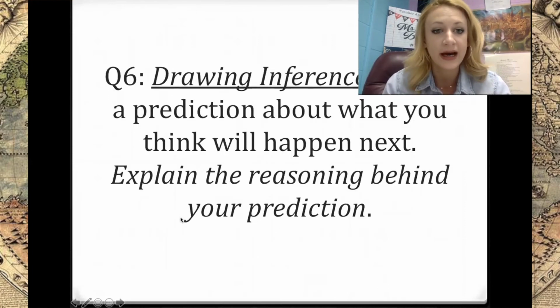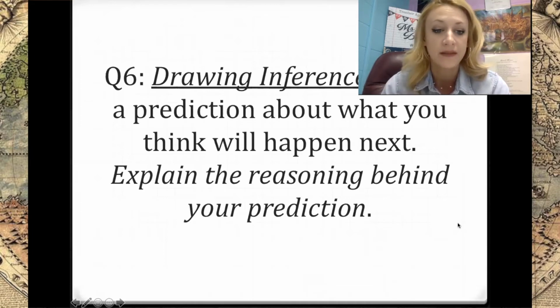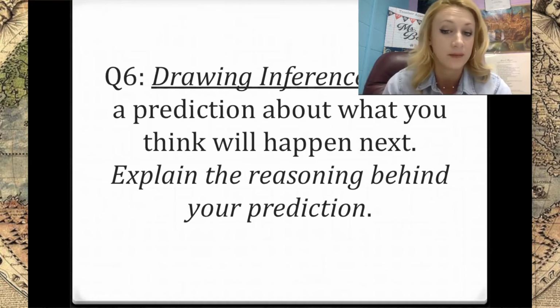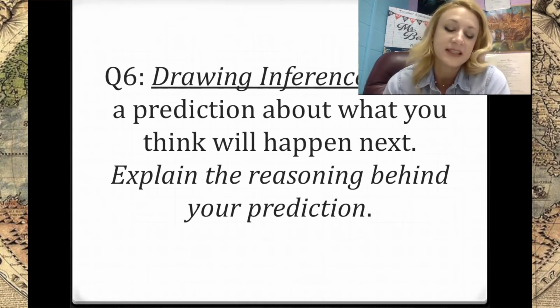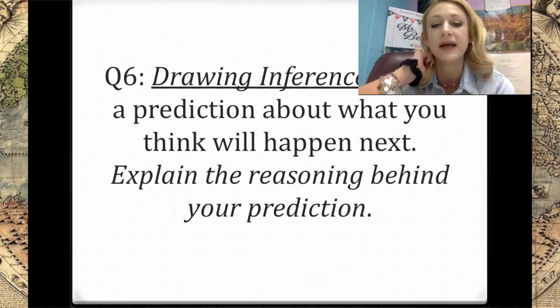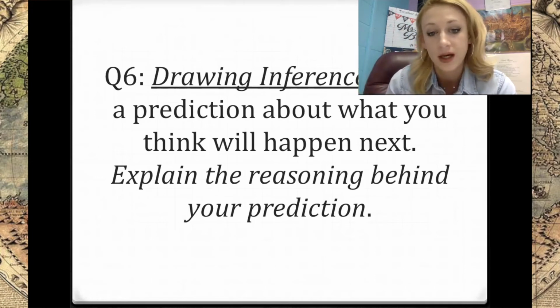Okay, next up we have Q6, drawing inferences. Make a prediction about what you think will happen next. Explain your reasoning behind your prediction. So this is really activating your brain with taking pieces of what you know and then mixing it with logical outcomes and coming up with something that you think may happen. So for this one, just be detailed in your predictions. Don't be vague. Be super specific. And then think of details from the text that hint at why you think that might happen, why that's a logical event that could transpire next.